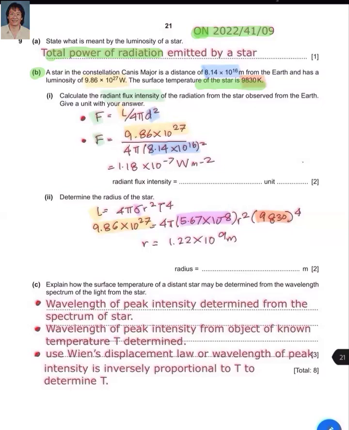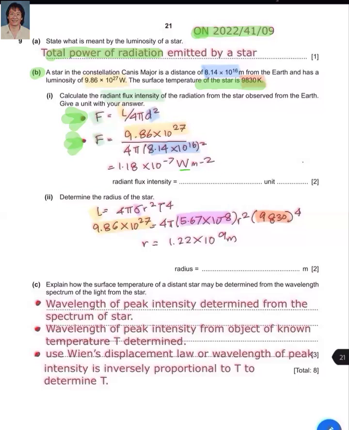So the formula to use is F equals L over 4 pi d squared. F is the radiant flux density, d is the distance which is given to you, and L is the luminosity. Therefore, your F equals 9.86 times 10 to the power of 27 divided by 4 pi times 8.14 times 10 power 16, then you square it. So the answer will be 1.18 times 10 power minus 7.